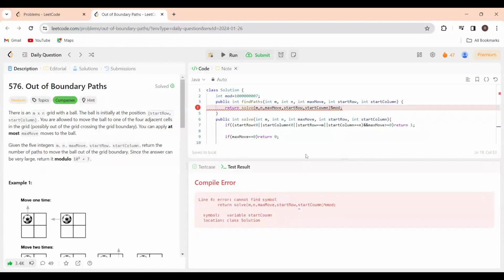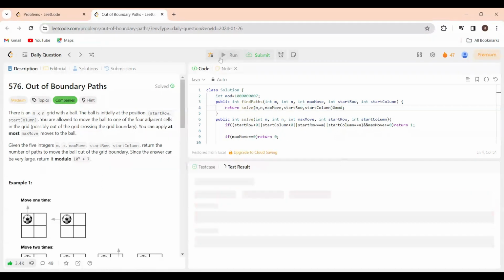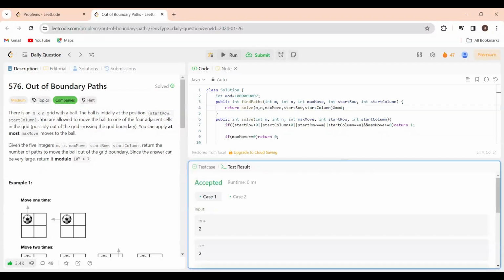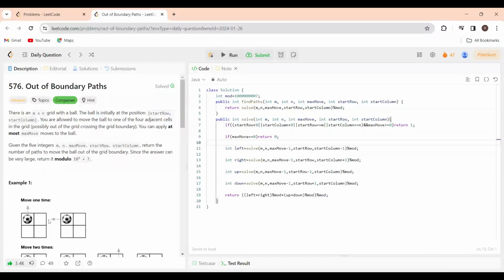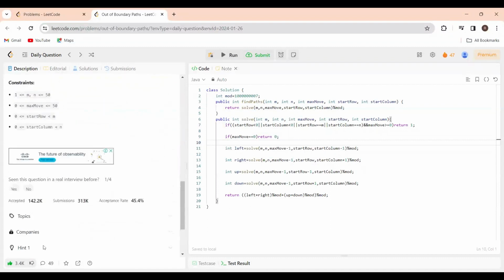Return. Okay, okay. Column, right? So I forgot to return column. And let us quickly run this. So it is successfully running. So as the constants are more, it is going up to 50. So what will be the time complexity here?